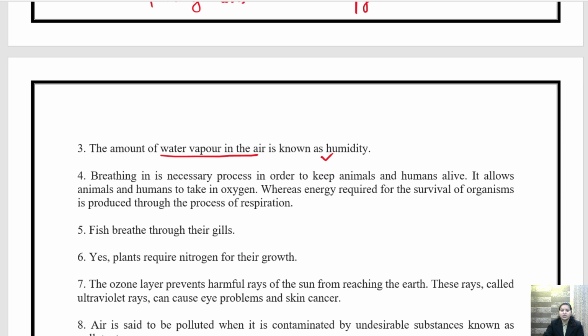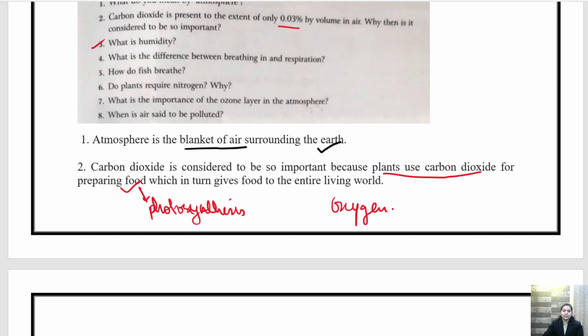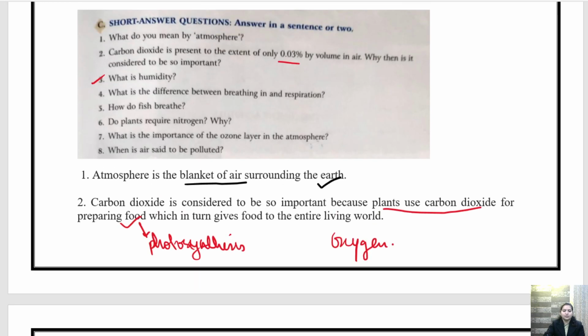It depends on whether the place is near a water area or ocean or sea. The places which are near these water bodies will be more humid than others. So the content of water vapor varies from place to place. This is called humidity. What is humidity? The amount of water vapor in the air is known as humidity. Okay. Next question, question number 4.